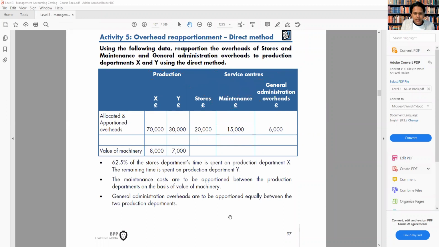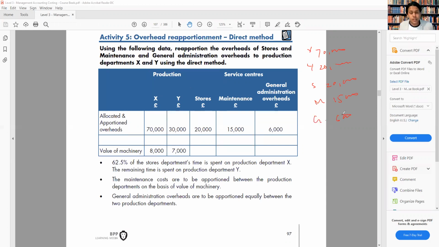So let's write it down, this figure, because I'm not going to remember it. So we have X 70,000, Y 20,000, then store 20,000, maintenance 15,000, general overhead 6,000.